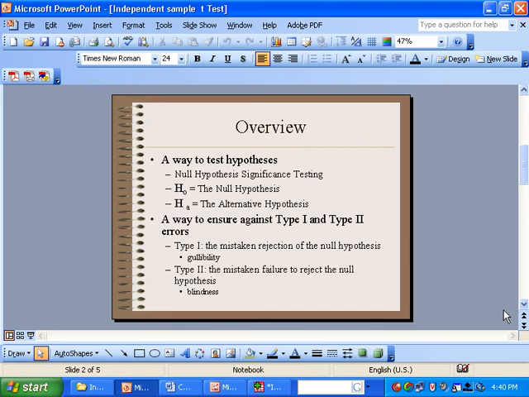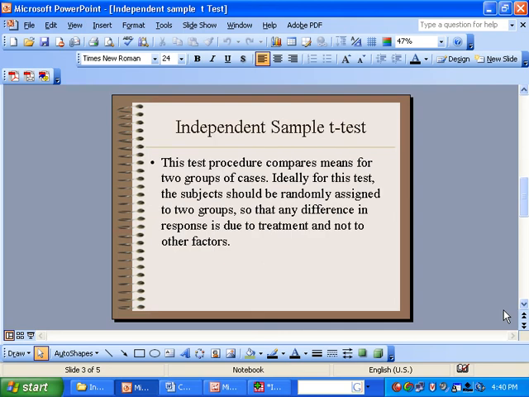Type 1 error, of course, is the mistaken rejection of the null hypothesis, a form of gullibility. And type 2 error is a mistaken failure to reject the null hypothesis, a form of blindness, because the alternative hypothesis actually has been demonstrated to be provable.